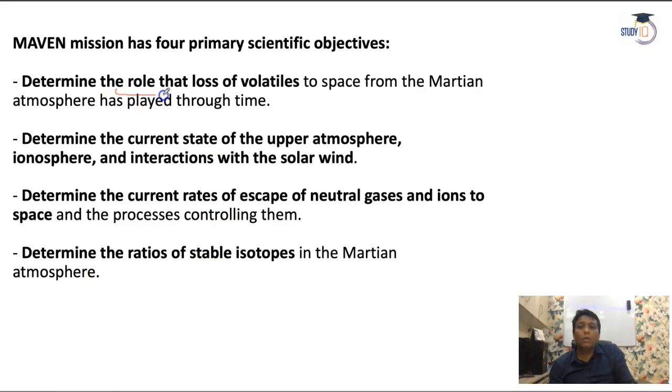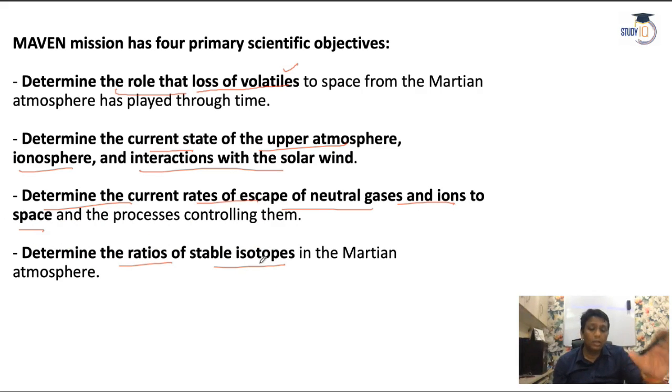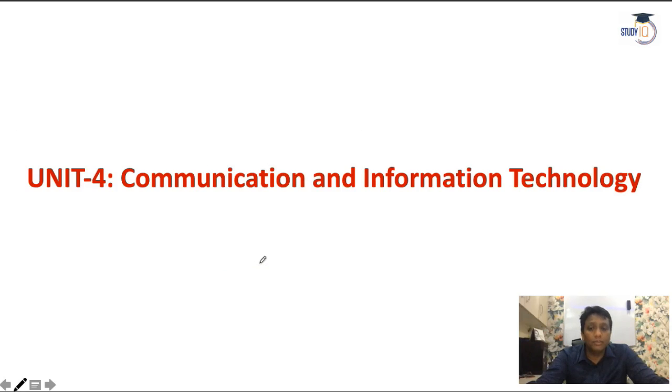To determine the role that the loss of volatile gases, such as CO2 loss, into space plays; to determine the current state of the upper atmosphere, the ionosphere, and its interaction with the solar winds; to determine the current rates of escape of neutral gases and ions to space; and to determine the ratios of the stable isotopes in the Martian atmosphere. A lot of radioactive elements and radioisotopes are also in the Mars atmosphere. This MAVEN mission will also check which types of radioactive elements and isotopes are on Mars.